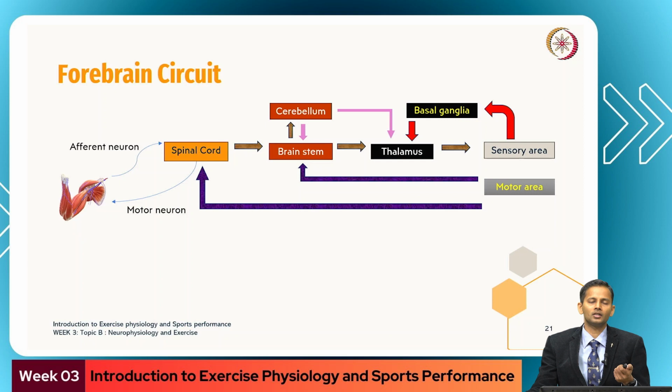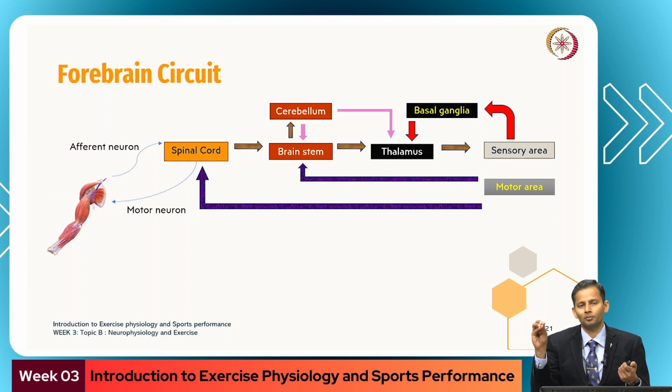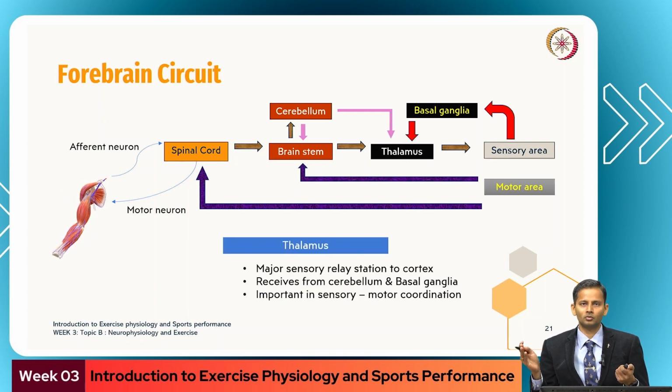So it is important that the cerebellum also provides the input to the thalamus, and from there it further proceeds towards the sensory area. What the thalamus does is, it's a sensory relay station to the cortex. It receives also from the basal ganglia as well as from the cerebellum, and it is an important area which coordinates sensory as well as motor.